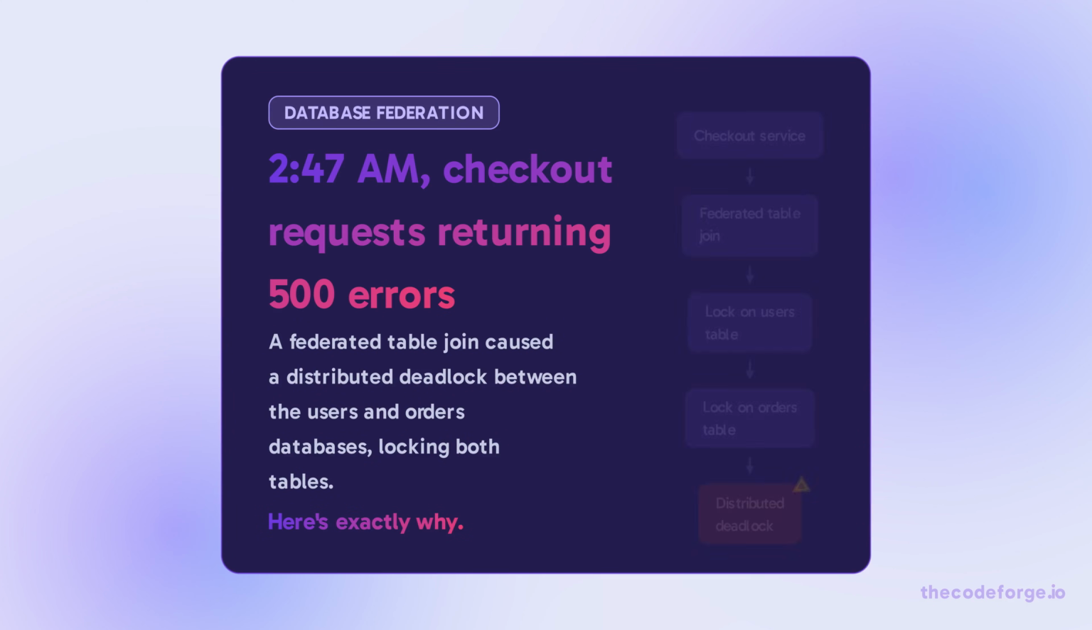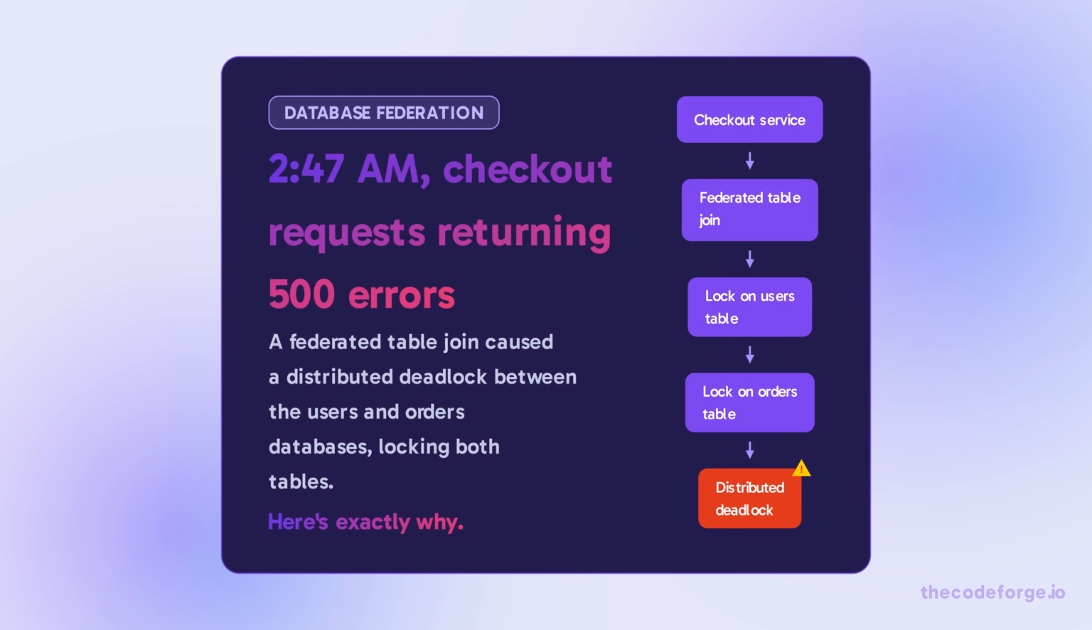At 2:47 a.m., checkout requests started failing with 500 errors. The error log showed deadlock found when trying to get lock on the order's database. The root cause? A federated table join that locked both the user's and order's databases, creating a distributed deadlock.